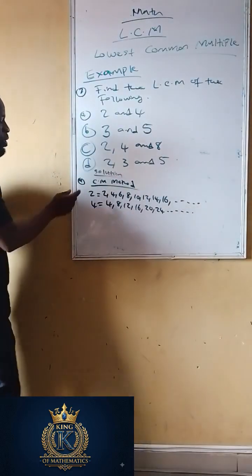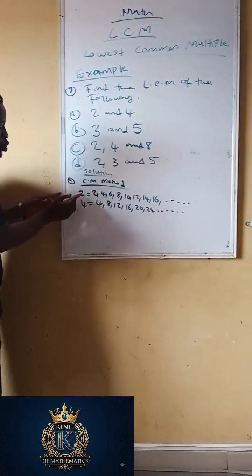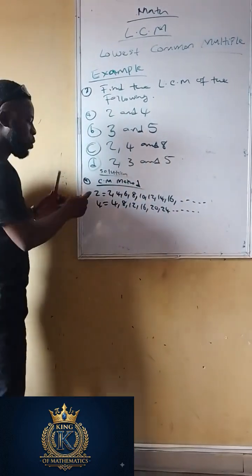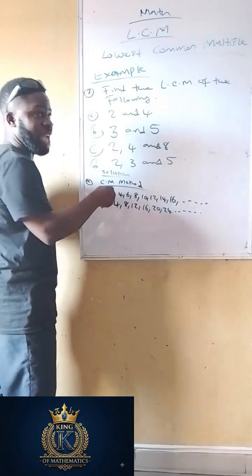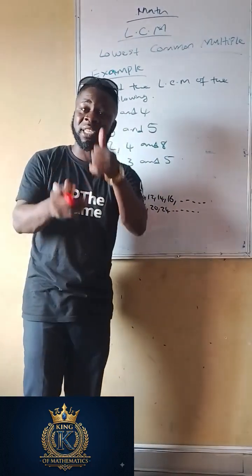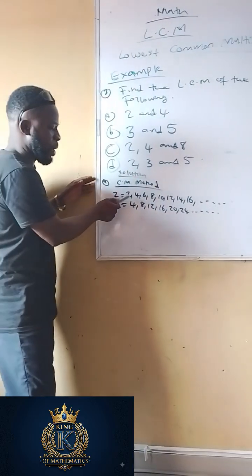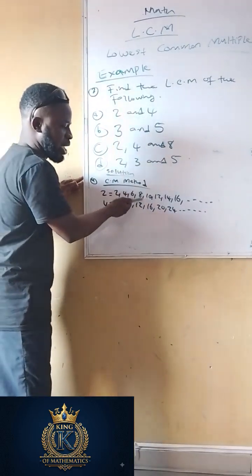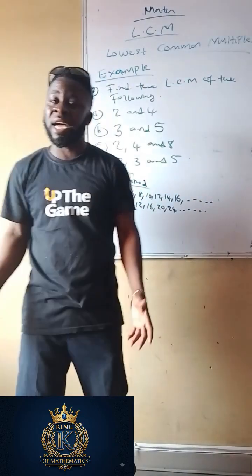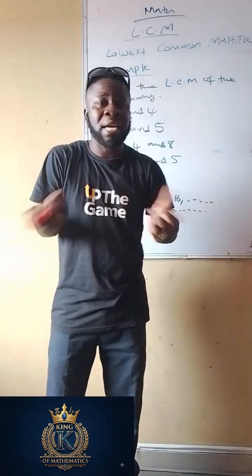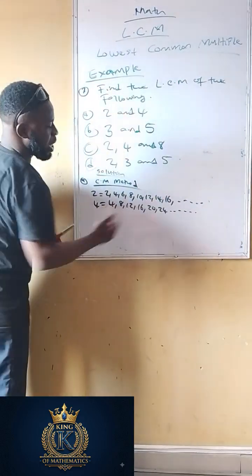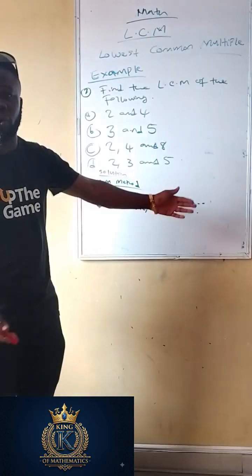So what are you going to do? You take 2 and 4. Write all the multiples of 2, just like the multiplication table. 2 times 1, 2, 2 times 2, 4, 2 times 3, 6, and the like. So we have 2, 4, 6, 8, 10, 12, 14, 16, dot, dot, dot. The multiples are countless, they have no ending. Then when we go to that of 4, you see them as well. Write dot, dot, dot, it continues.